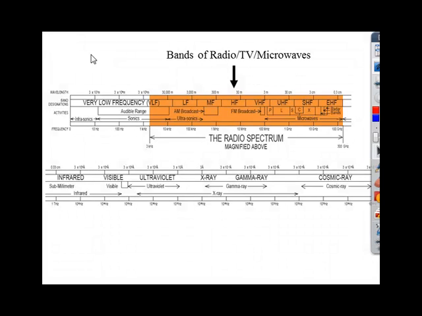So this shows you where radio stations and TVs and microwaves are actually used. And so this is the spectrum that they're in, and it shows you the wavelength and the frequency. And it is this frequency that you actually tune to.